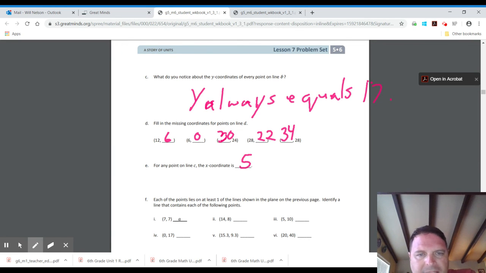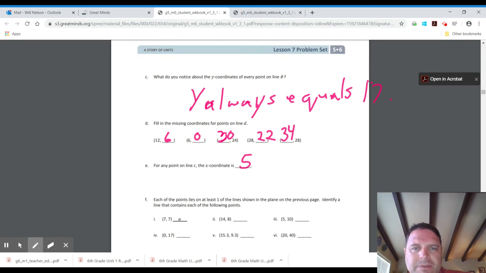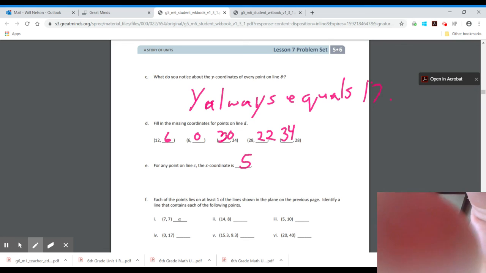Oh wait, okay. Letter F, it says for each of the points, they lie on at least one of the lines shown in the plane on the previous page. Identify the line that contains each of the following points. So we're going to just figure out which line that point is on. You can see letter I is A, letter II is, and I'm going to go ahead and erase this to clean it up.